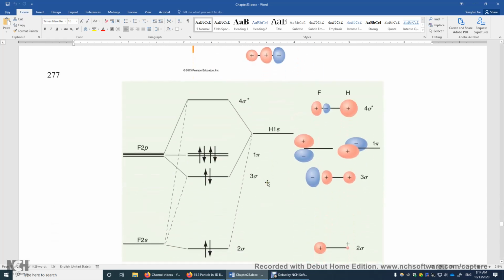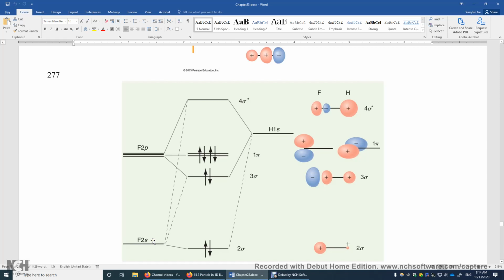This is a more complete MO diagram. The 1s orbital of hydrogen can also interact with the 2s orbital of fluorine. However, the 1s of hydrogen lies so much higher than the 2s of fluorine that the interaction is minimal. In quantum mechanics, you will learn this.